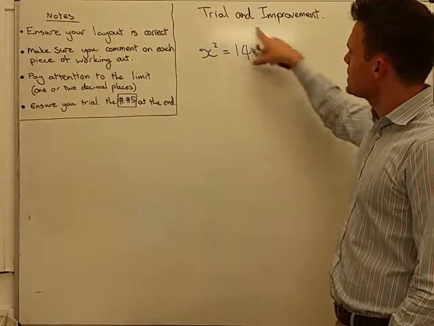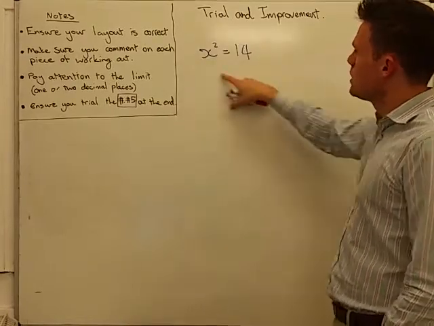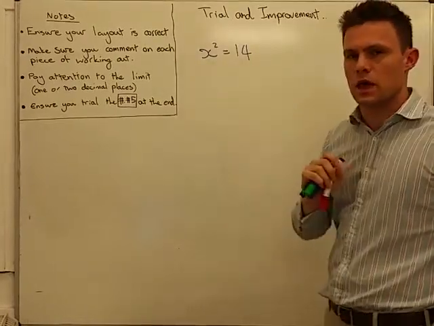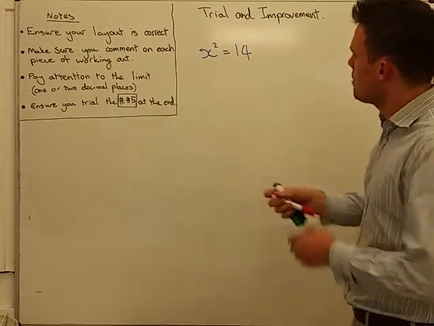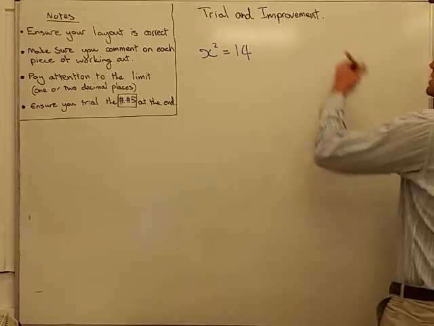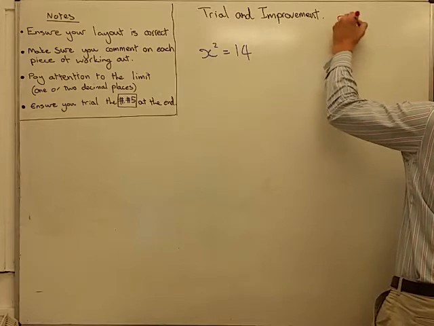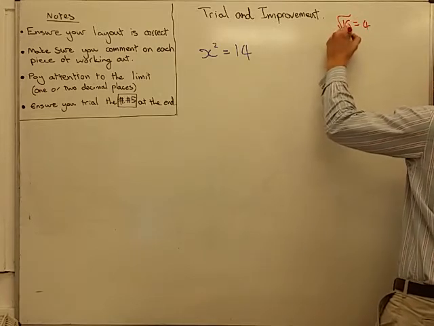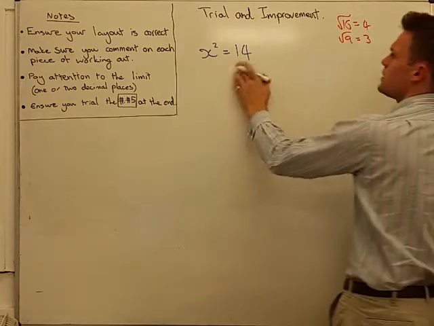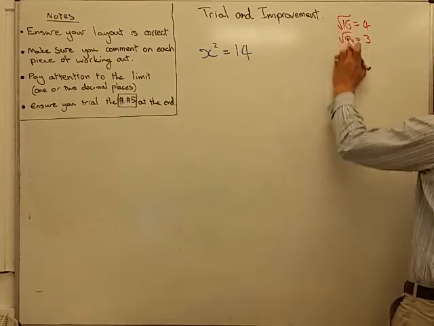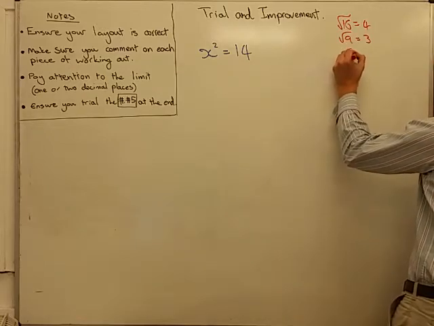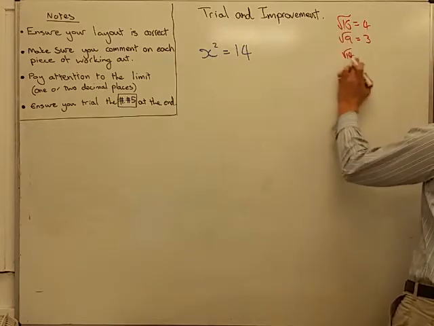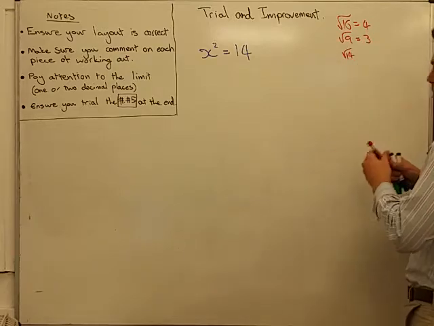Alright, so in this case, I can probably guess where about this is going to lie. I can say, well, I know that the square root of 16 is 4, and I know that the square root of 9 is 3. So my answer, because root 14 sits between root 16 and root 9, is going to sit between 4 and 3. Alright, so let's do this.